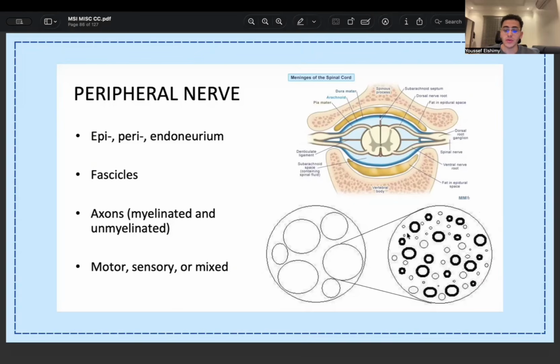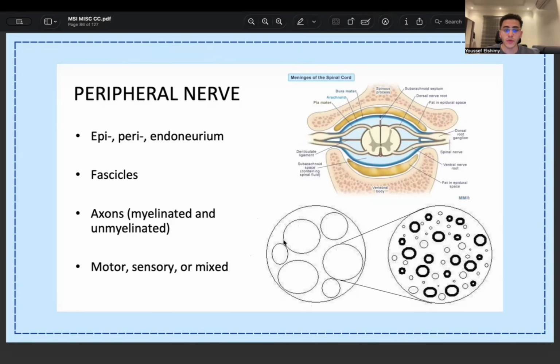Surrounding this fascicle, or surrounding those myelinated and unmyelinated axons, we have the endoneurium, okay? So this is a peripheral nerve that is made up of fascicles. Inside each fascicle, we have myelinated and unmyelinated axons. These myelinated axons and unmyelinated axons are surrounded by endoneurium. Okay, so this is a fascicle, this is a fascicle, this is a fascicle, and this group of fascicles is surrounded by the perineurium. And finally, the outermost layer surrounding the peripheral nerve is the epineurium.